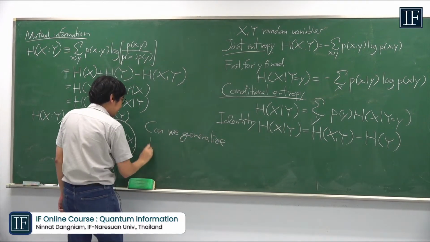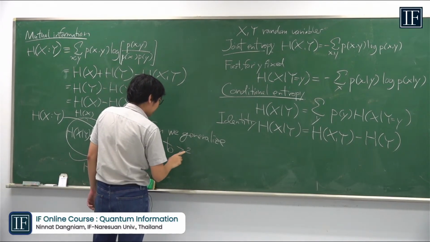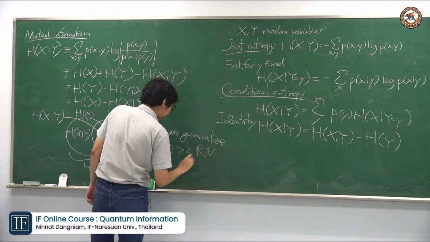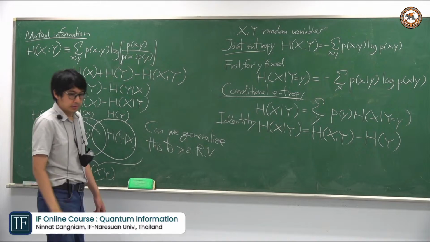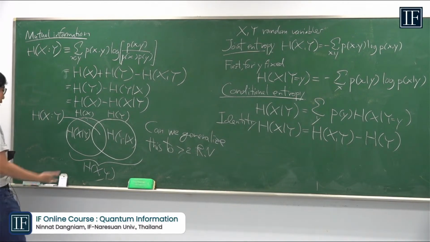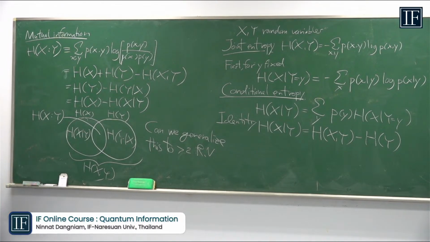Can we generalize this to more than two random variables? Well, you can find out in the third homework problems. But when you try to do something like this with the Venn diagram, you get some kind of entropy of three variables, but it turns out it can be negative. So that suggests that this way doesn't work for three or more variables.